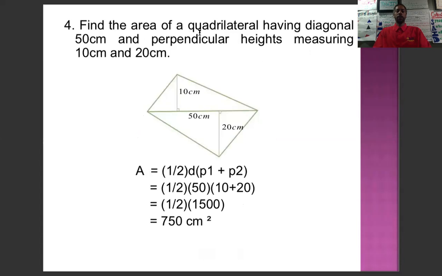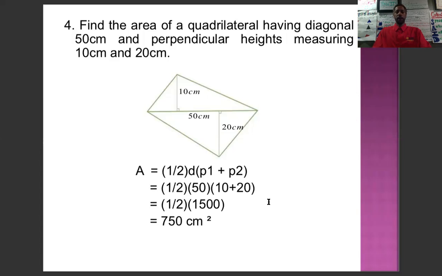Find the area of a quadrilateral having a diagonal of 50 centimeters and perpendicular heights measuring 10 centimeters and 20 centimeters. The area equals 1/2 of the diagonal times the sum of perpendicular 1 plus perpendicular 2. 1/2 of 50 times 10 plus 20, which is 30. 50 times 30 gives us 1,500. 1/2 of 1,500 gives us 750 square centimeters.